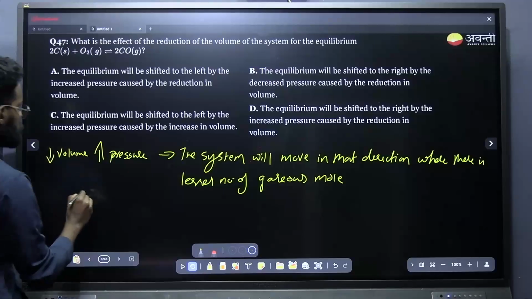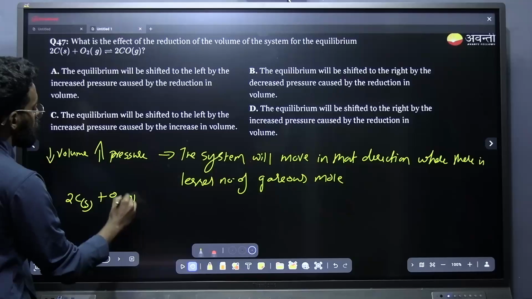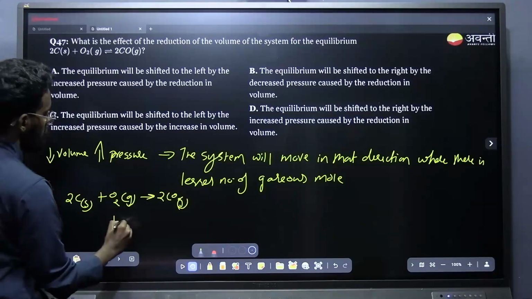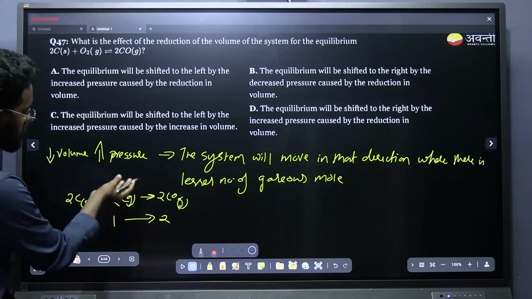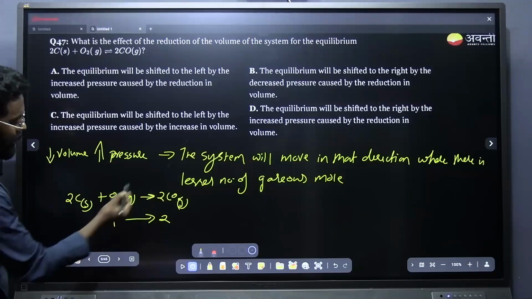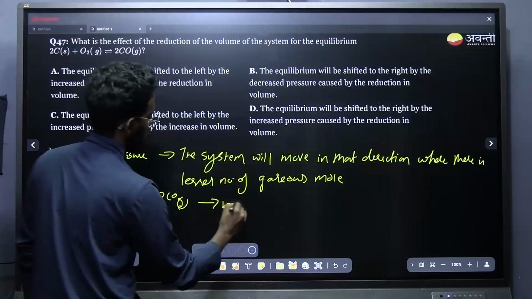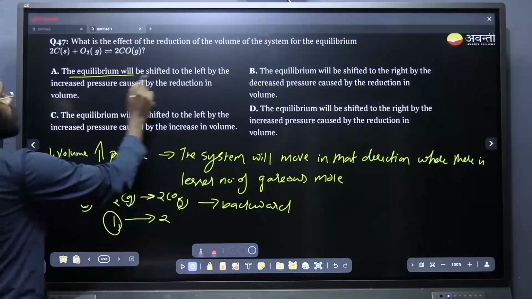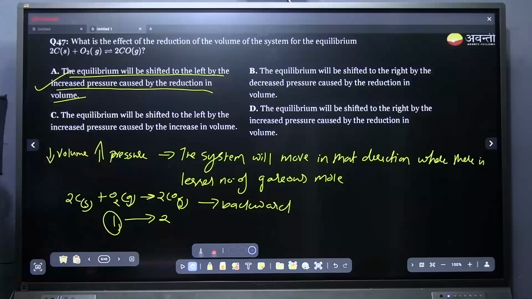So here how many gaseous moles are there? 2C, which is solid, plus O2 gas gives 2CO gas, which means one gaseous mole is converting into 2 gaseous mole. So if I am increasing pressure for this system, the system will move in that direction where there is lesser number of moles, which means backward direction. So what is the answer? Equilibrium will be shifted to the left by increased pressure, because of a reduction in volume. Yes, option A is correct. Very good. Few of you have given the answer.